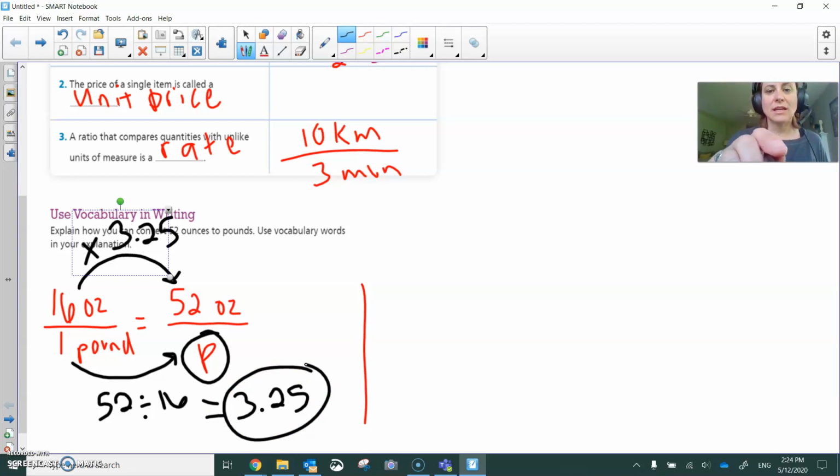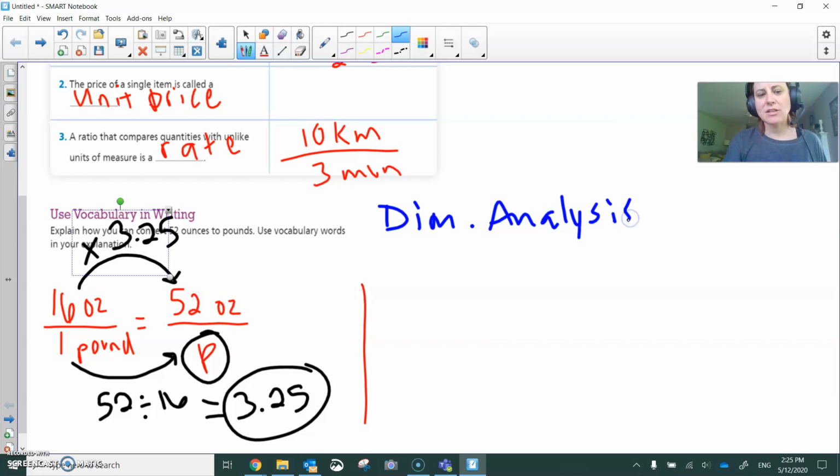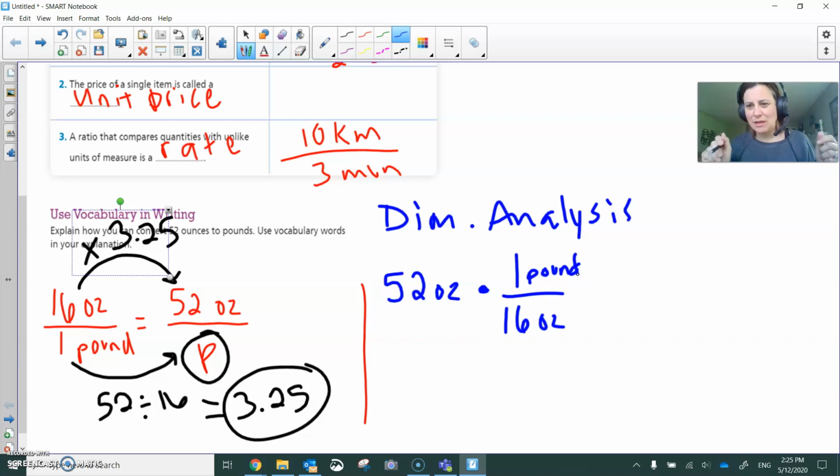The other way to do it is called dimensional analysis. And in dimensional analysis, that's when you say, okay, I'm dealing with 52 ounces here, and I'm going to multiply it by the number of ounces in a pound. I'm going to put the ounces on bottom. 16 ounces is 1 pound. Pound is usually LB, but sometimes when I do LB, it looks like 16. So I'm just going to write the word pound.